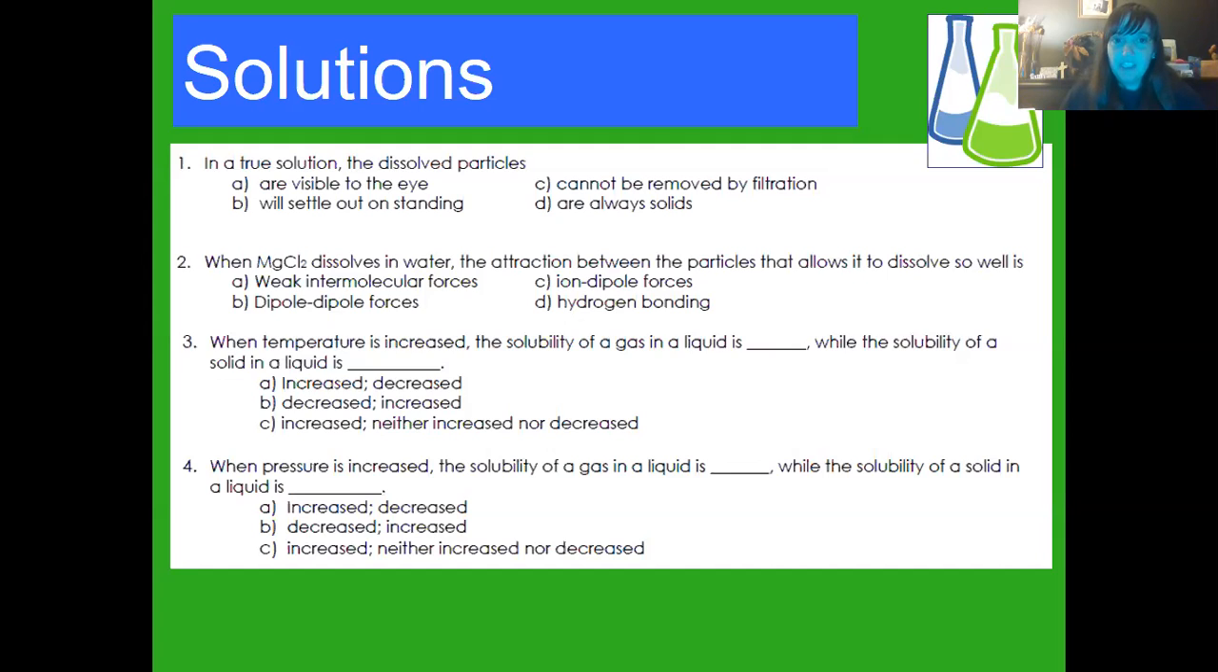And one of the ways you can tell if it's truly dissolved down to the ion or molecular level is if you can tell that light can pass through it, if you shake it and nothing falls to the bottom or floats out of the top, or you pour it through a filter and nothing comes out on top of the filter. So that would be C, cannot be removed by filtration.